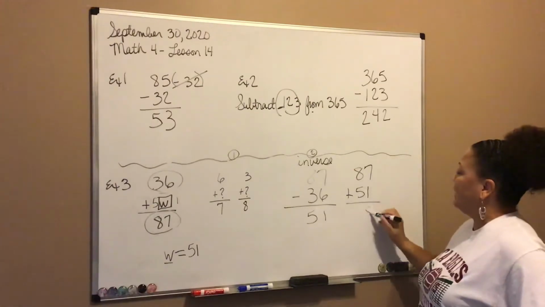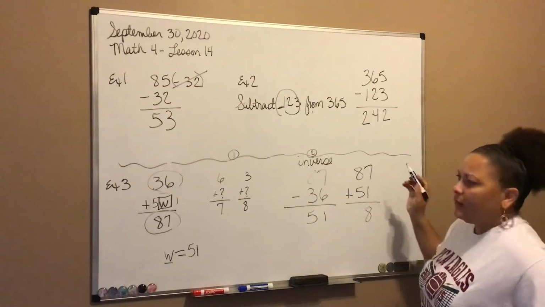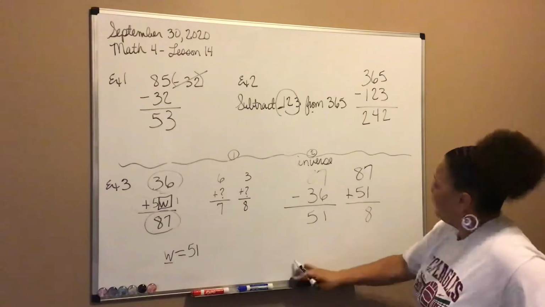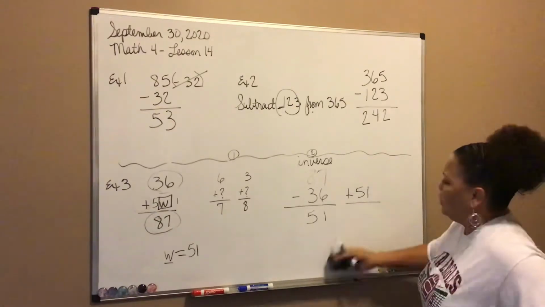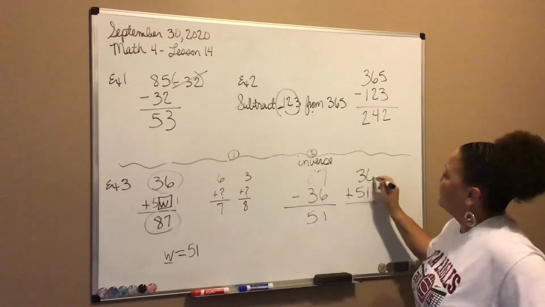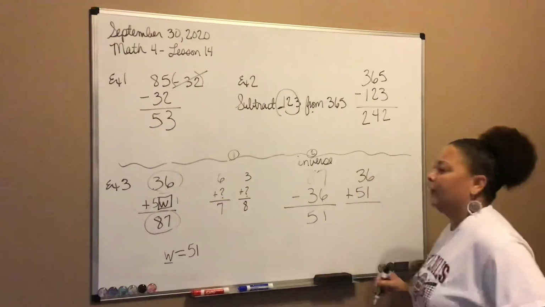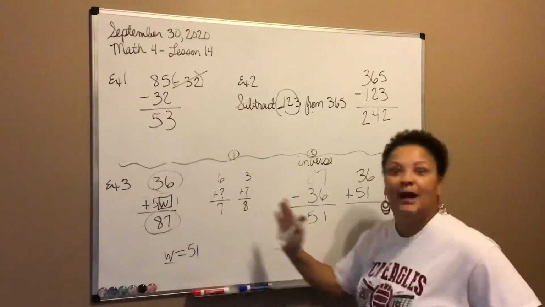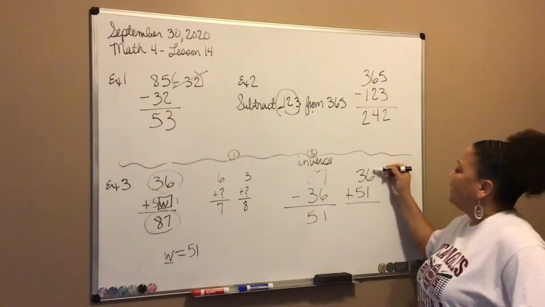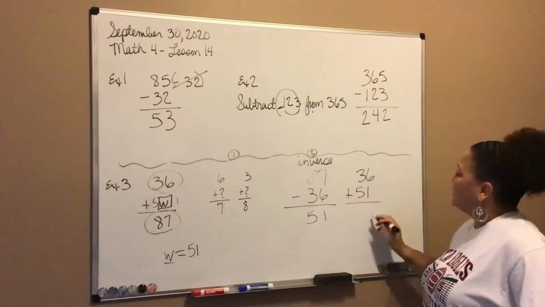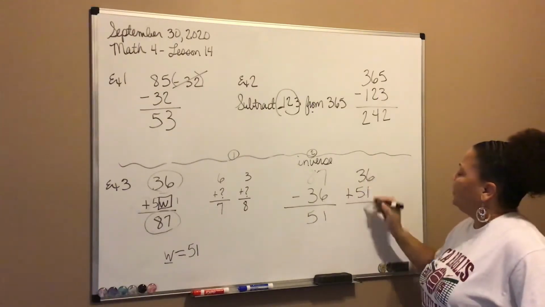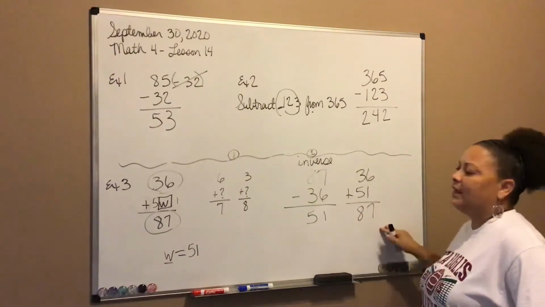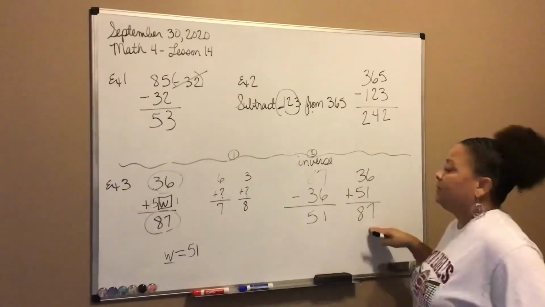7 plus 1 is 8. No, I'm sorry, 37. I put the wrong number up here. Like, no. 36 plus 51, okay? We started with the original problem. Yes, original. 36 plus 51. 6 plus 1 is 7. 3 plus 5 is 8. That gives us 87. So our numbers should match.